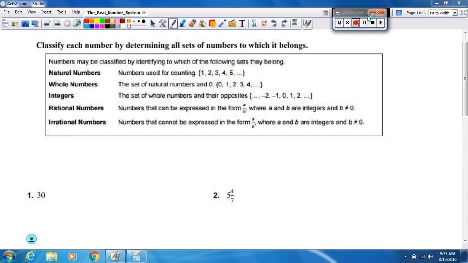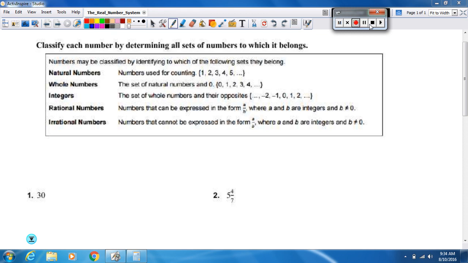Now we're going to talk about classifying a number by the number system to which it belongs. Natural numbers are used for counting: 1, 2, 3, 4, 5. Whole numbers include all the counting numbers and 0. Integers are the numbers that you would normally think that you would see on a number line. They are not fractions or decimals, but they can be positive and negative.